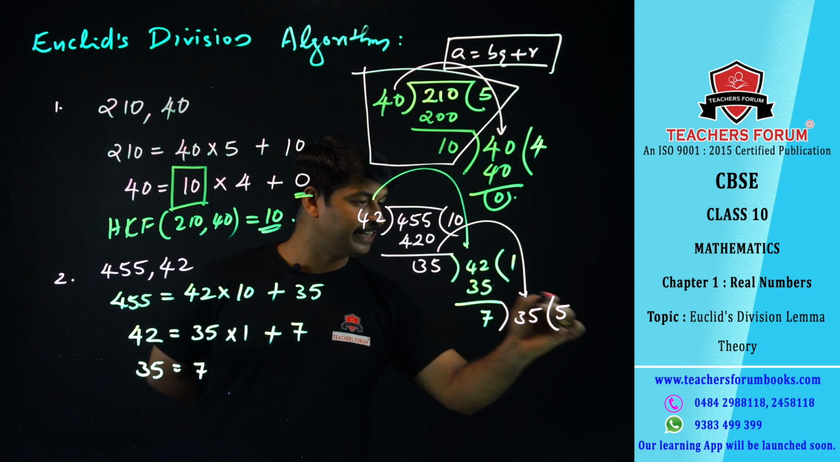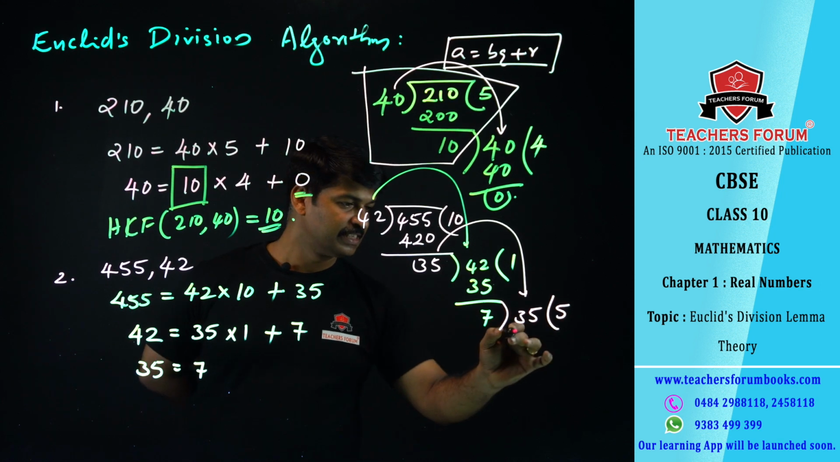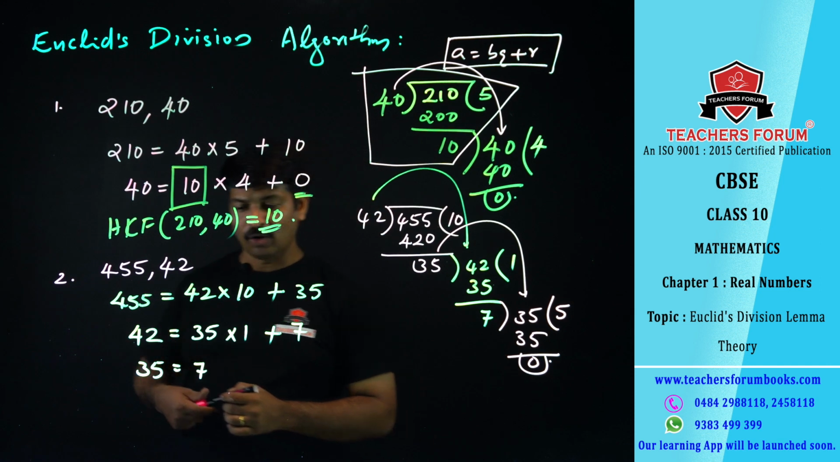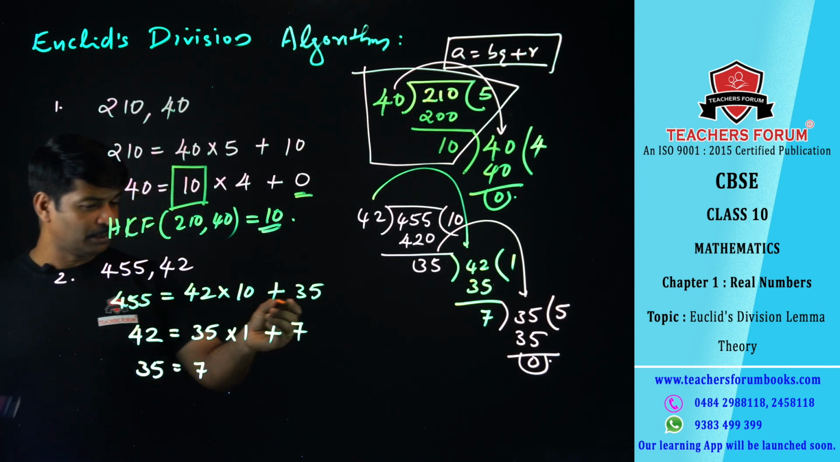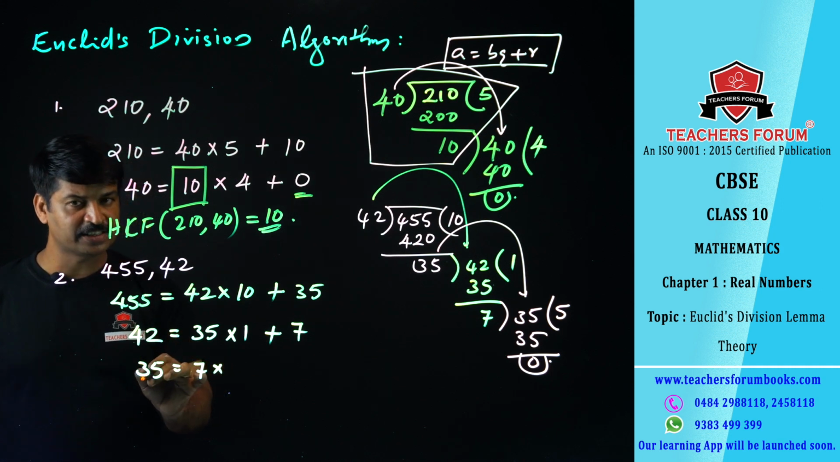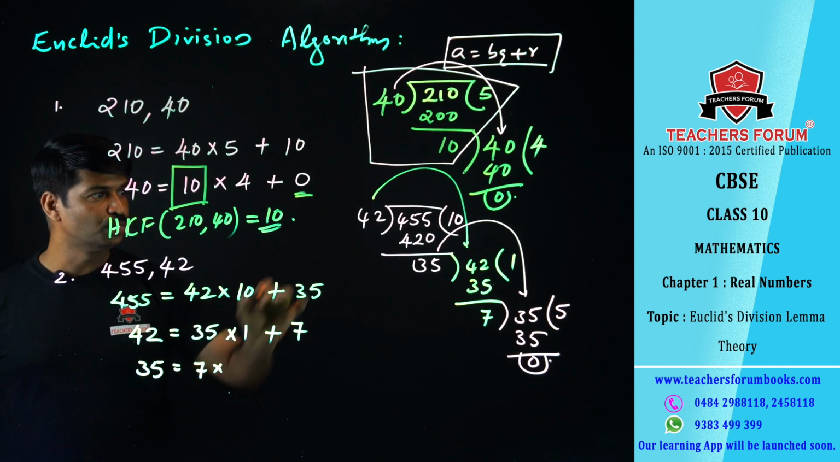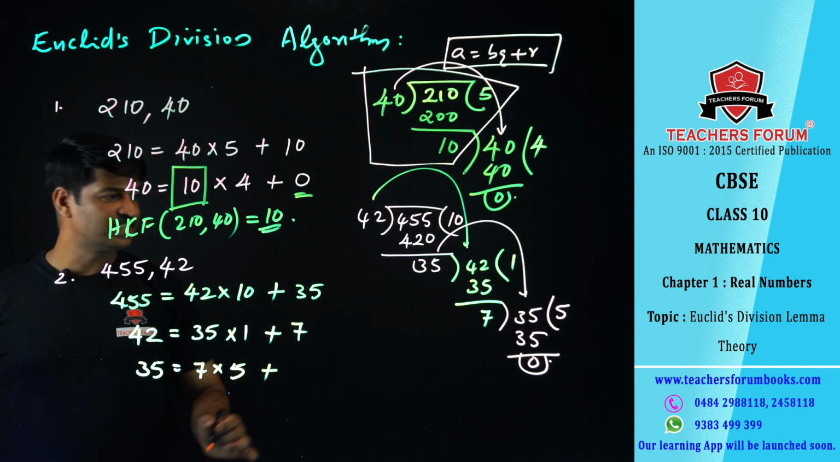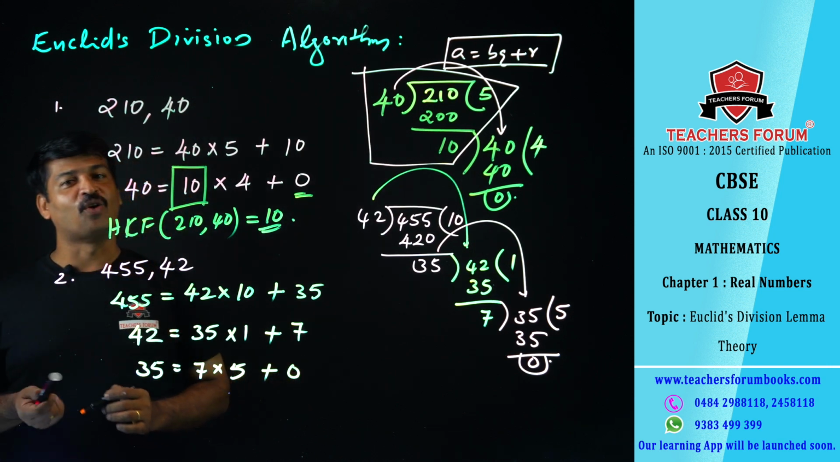7 goes 5 times in 35. 7 5s are 35. What is the remainder? Remainder becomes 0. Now this step can be written as 35 is equal to 7 into 5, that is, dividend is equal to divisor into quotient plus remainder. What is the remainder? Remainder is 0.